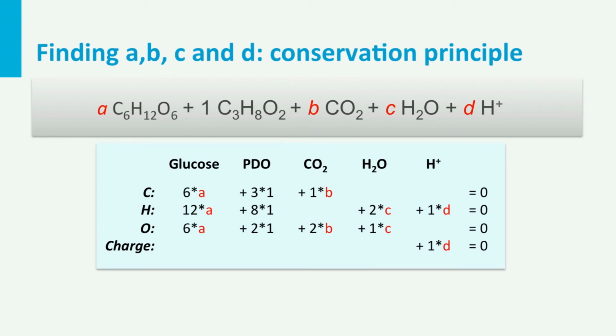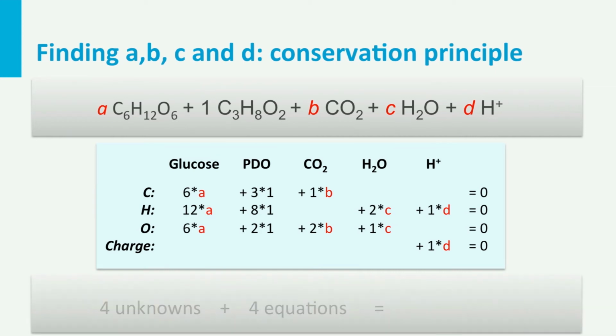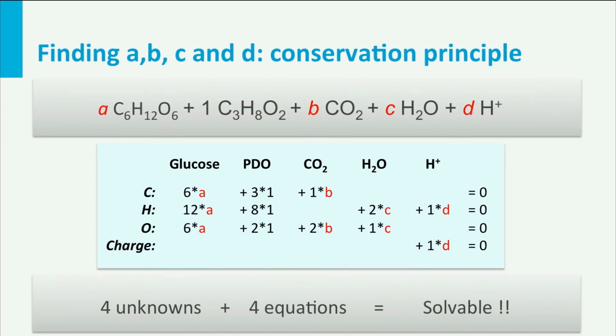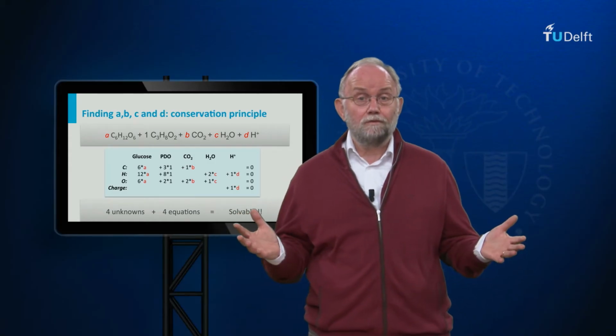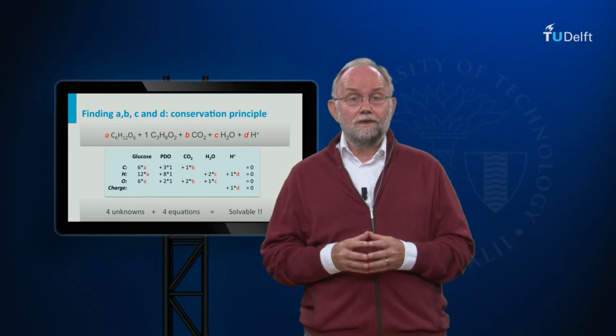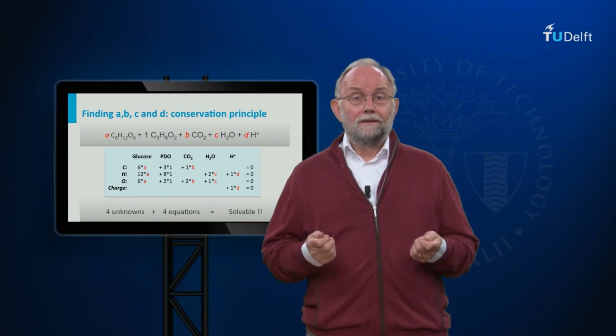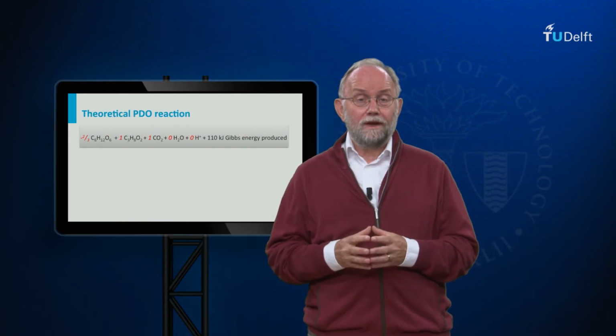Let us take carbon conservation as an example. The glucose carbon equals 6A. The PDO carbon equals 3 multiplied by 1 because of the 1 mole propanediol and the 3 carbons in the PDO. And the carbon dioxide carbon equals 1B. And all of this should add up to 0 because of the carbon conservation. We can do so for the other elements, H, O, and charge, and we now have 4 linear equations with 4 unknowns, which means we can solve this to find the values for A, B, C, and D. This calculation leads to the theoretical product reaction for PDO.